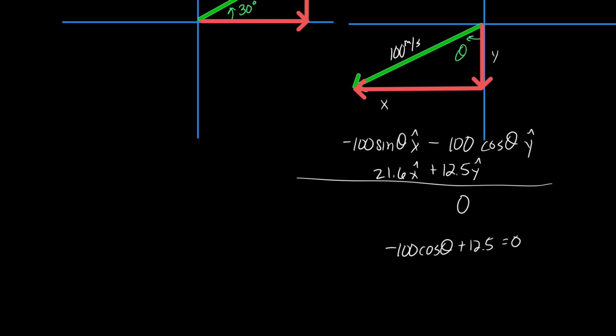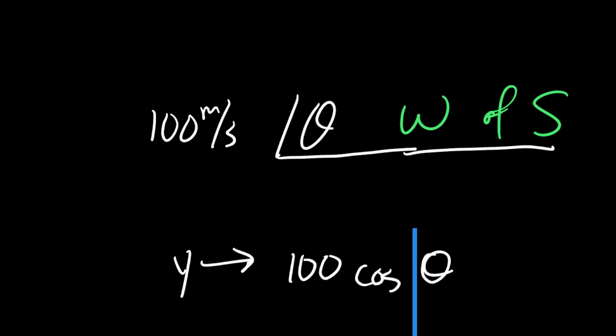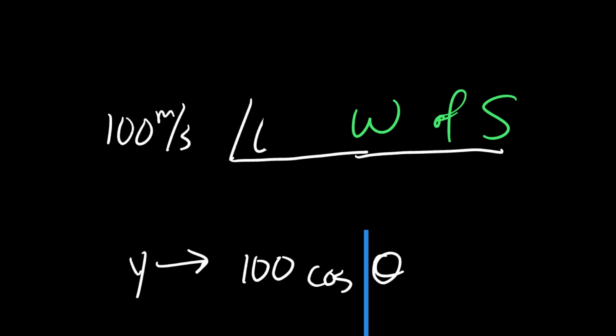I should be able to figure out an angle that will provide that amount of y direction stuff. So looks like 0.125, find the inverse cosine, and I get theta equals 82.8 degrees. Now, going back up here, that means I need to point the plane 82.8 degrees west of south.